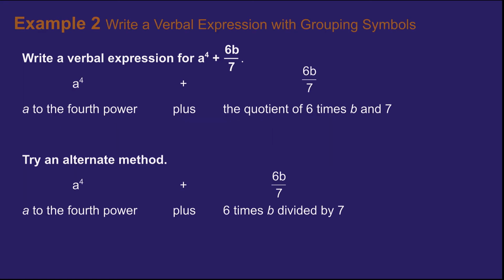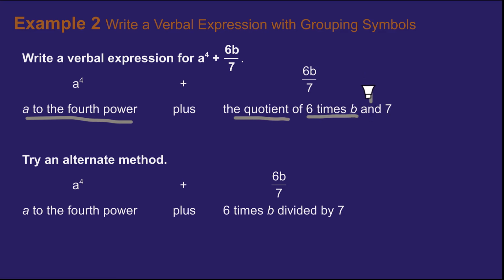Example 2, write a verbal expression with grouping symbols. So write a verbal expression for the one listed here. For this one, they broke it down for us and kind of wrote underneath already. So we started with a to the fourth power. That's what they wrote out here. And then our addition symbol, plus. And then here we have a fraction, so they wrote the quotient. Fractions are just division, so 6 times b and 7.